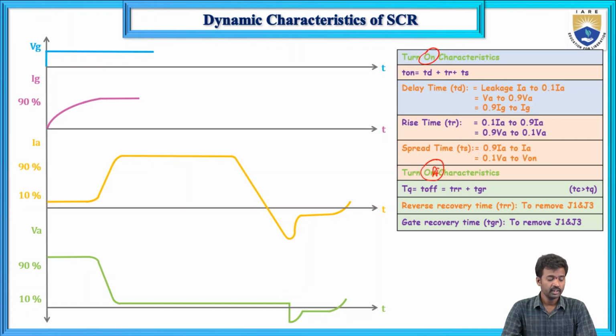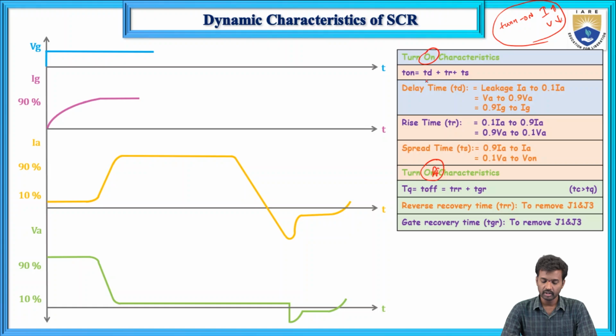First, if you give the gate pulse to the SCR when it is forward biased, with the anode positive with respect to the cathode, current flows in the gate, and current flows from anode to cathode. When the SCR is turned on, the current increases, from the leakage current to the operating anode current, and the anode-cathode voltage decreases. This is the scenario in case of turn on.